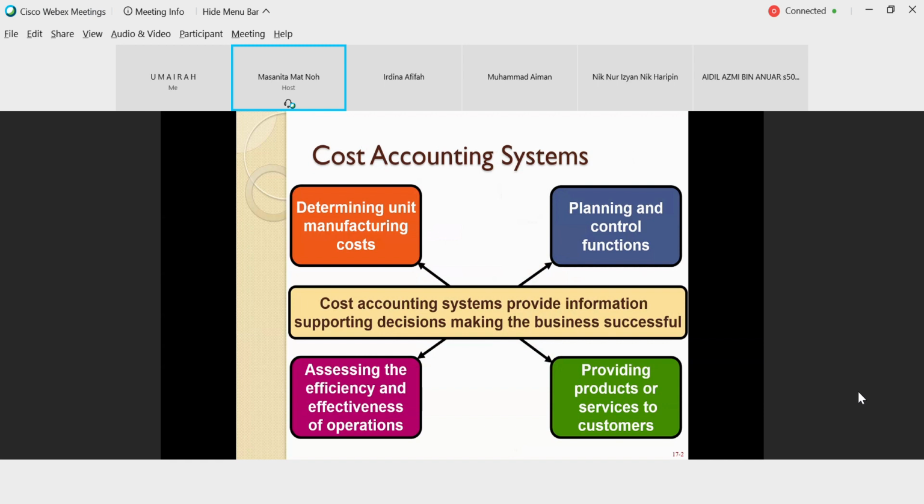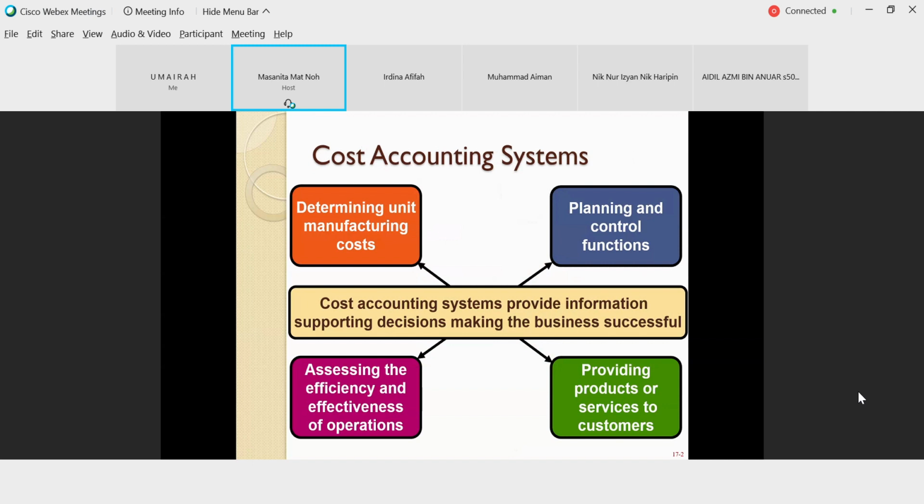Okay, satu sebab apa? Sebab dia orang nak tentukan what is actually the cost for manufacturing the product. Sebab dia orang kena satu kena explain to the management, and then to determine what will be the price, okay, that can be established to the customer. Okay, so it is very critical for them to know the manufacturing cost.